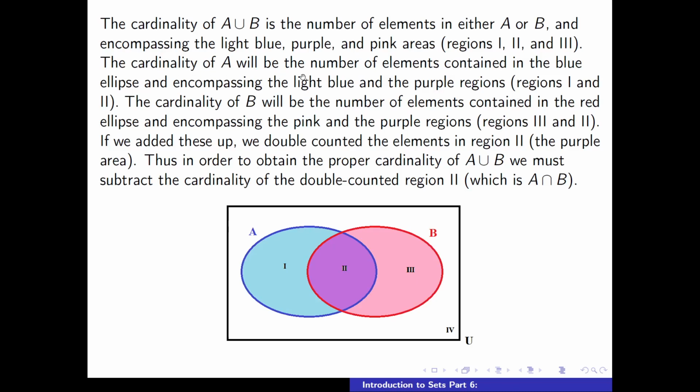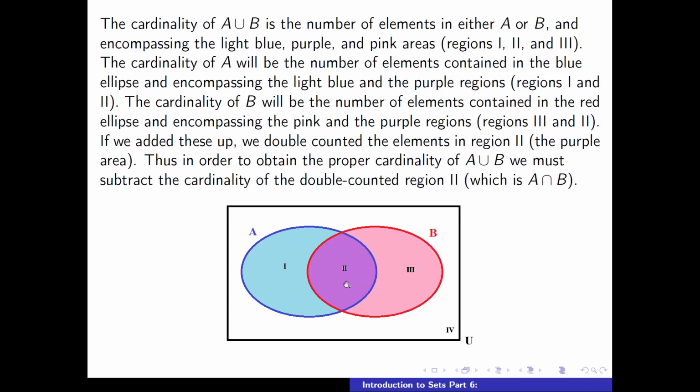So the cardinality of A will be the number of elements contained in the blue ellipse. Everything contained in the blue ellipse, which is regions 1 and 2, is the cardinality of A, and the cardinality of B is everything in the red ellipse, which is regions 2 and 3. Now if we add these up, notice we're adding regions 1 and 2 to regions 2 and 3. So we added 2 twice.